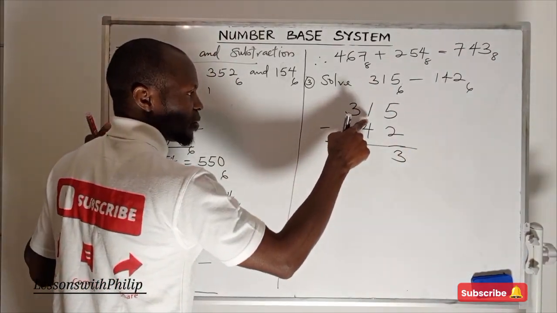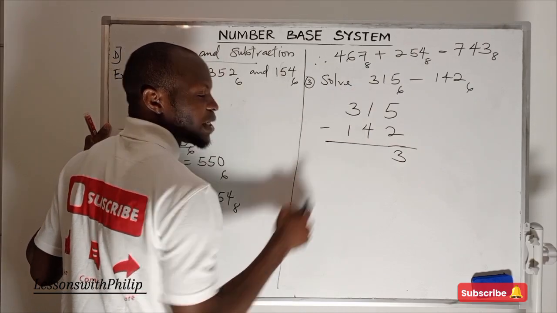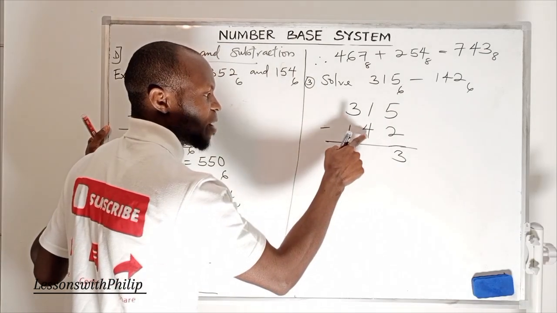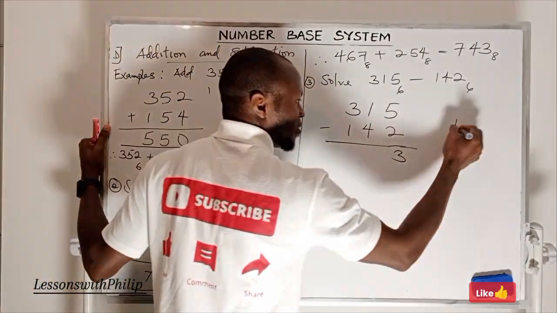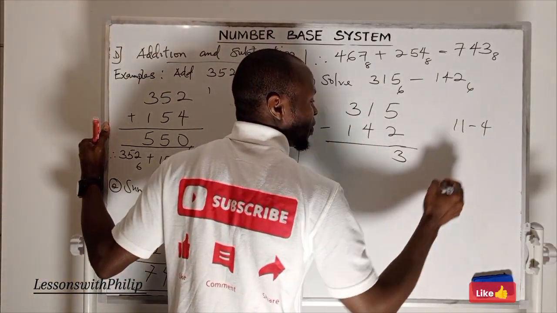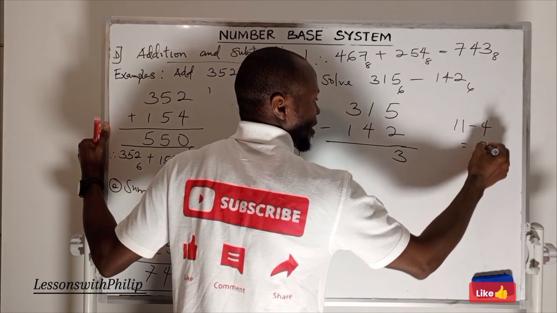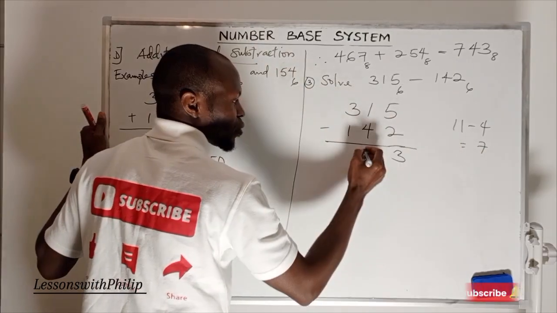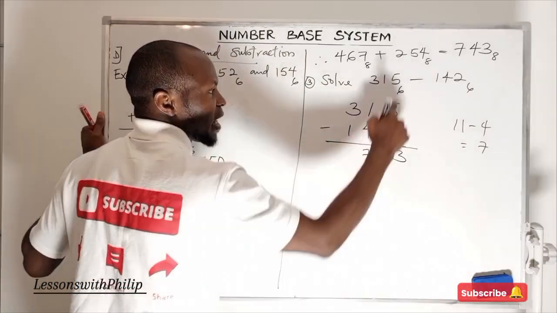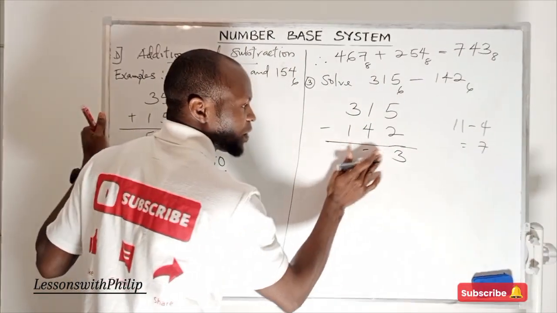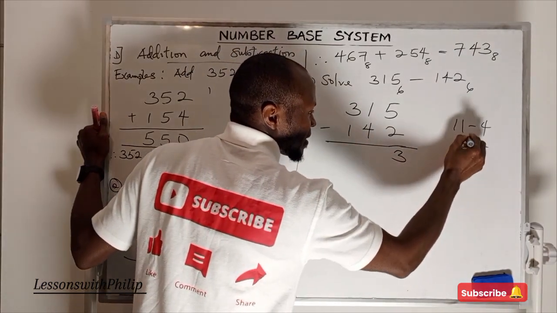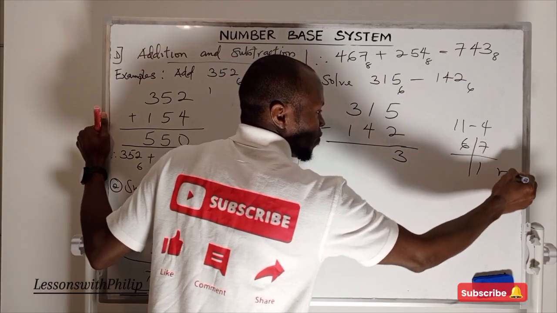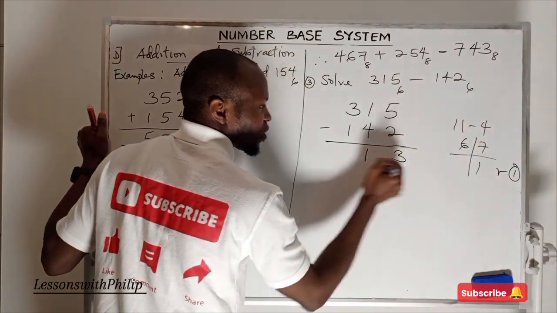If you subtract 4 from 1, it's impossible. You borrow 1 from this place, and it becomes 11. Subtract 4 from 11. 11 minus 4 will give us 7. In this case, I'm supposed to write 7, but this 7 is greater than the base, which is base 6. What will I do? I divide this 7 by 6, and 6 in 7 is 1, remainder 1. This remainder is what I write.